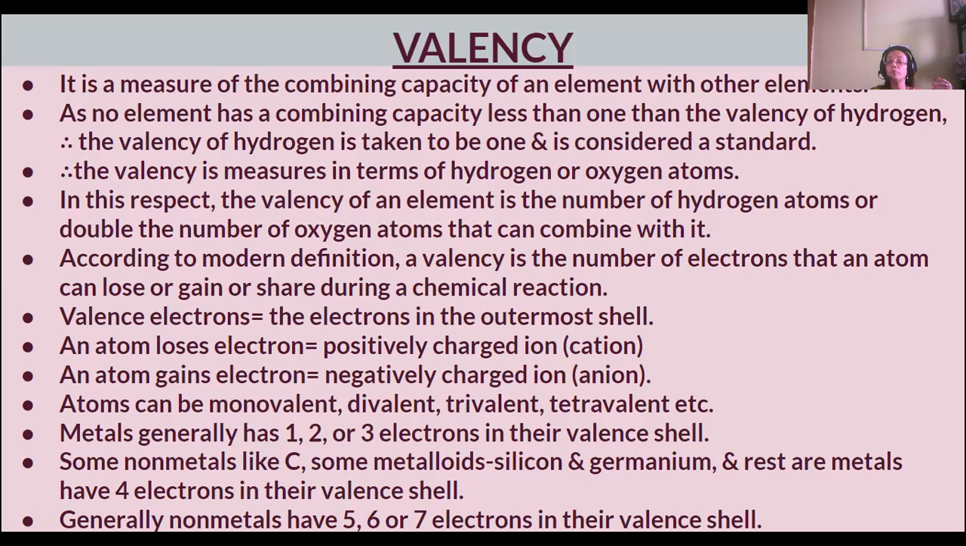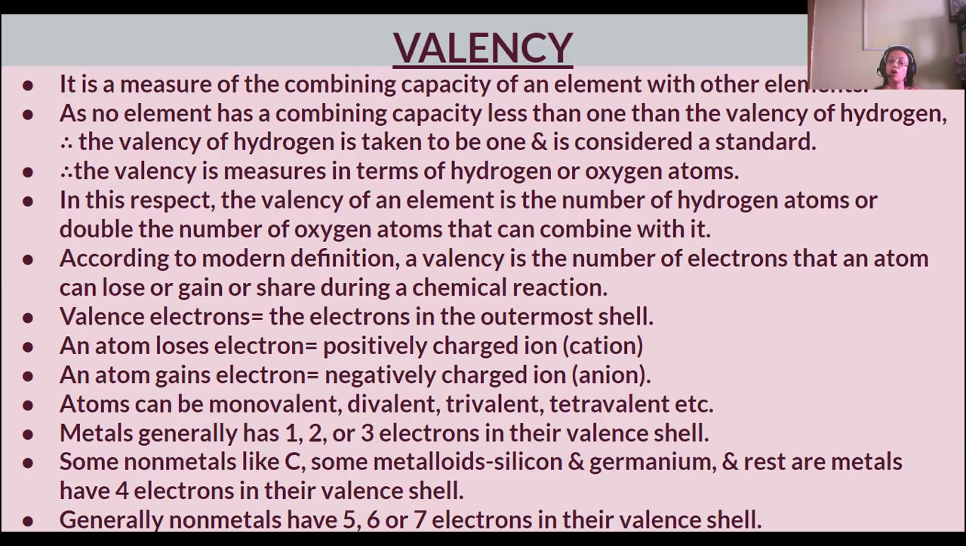Now, generally non-metals have 5, 6, or 7 electrons in their valence shell. So 1, 2, and 3 are always metals. 4 is carbon, or a metalloid like silicon or germanium, or some metals, that is, some of the rest of the metals other than those with 1, 2, or 3 electrons.